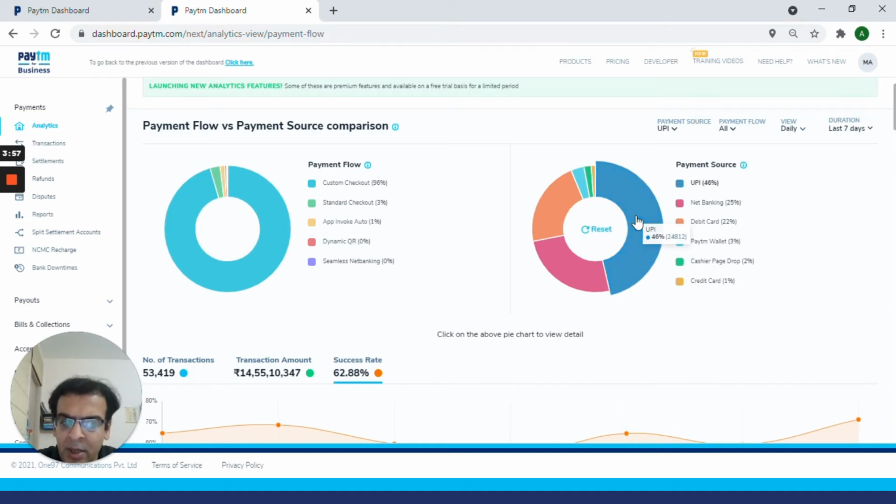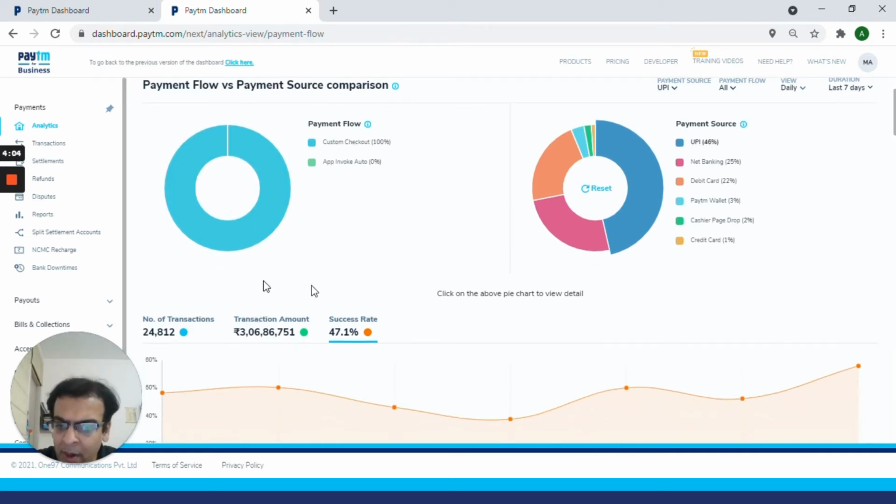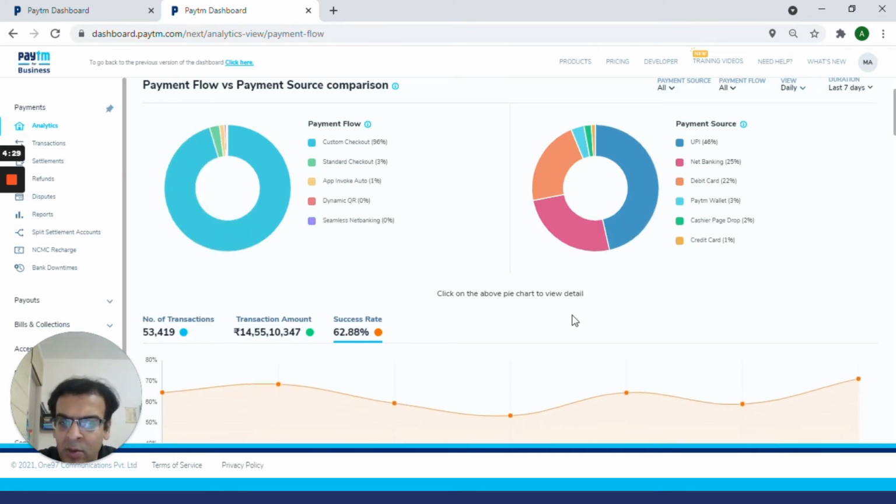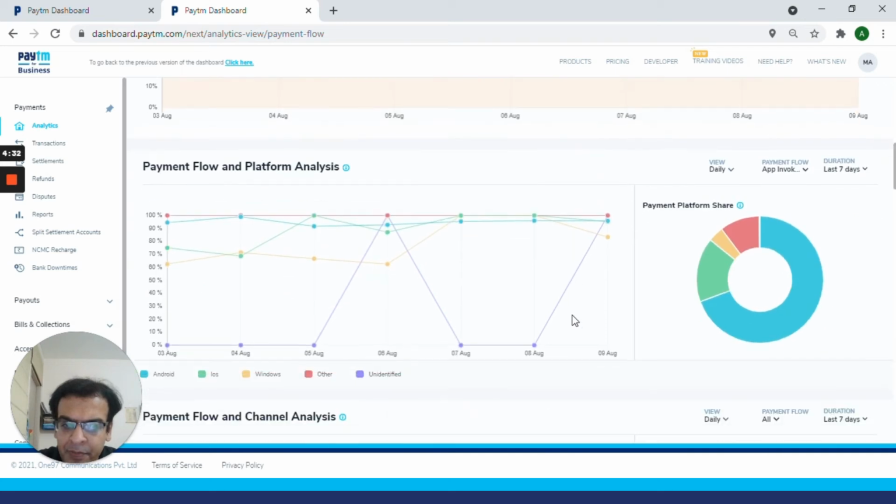If I click on, let's say, UPI, only those payment flows would come here which have payment source as UPI, and the metrics below would also show only UPI numbers. There is also a provision for multi-selection here. If you click on this pink pie, this will select UPI and net banking both. Now the payment flows you would be seeing would correspond to both UPI and net banking, and the same would be shown in these numbers as well. You can click on reset to reset the whole behavior.